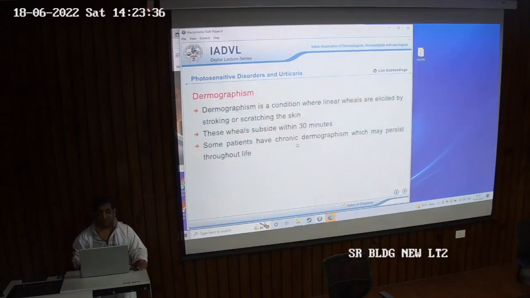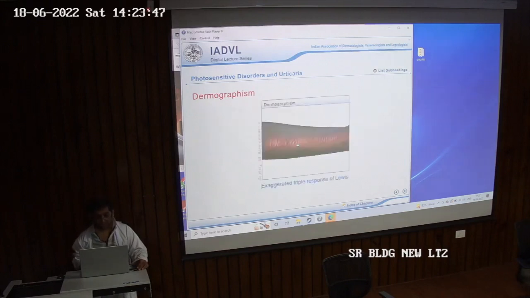Dermographism is a condition where linear wheals are elicited by stroking or scratching the skin. These wheals subside within 30 minutes. Some patients have chronic dermographism which may persist throughout life. So here's an example of dermographism. It's an exaggerated triple response of wheals.